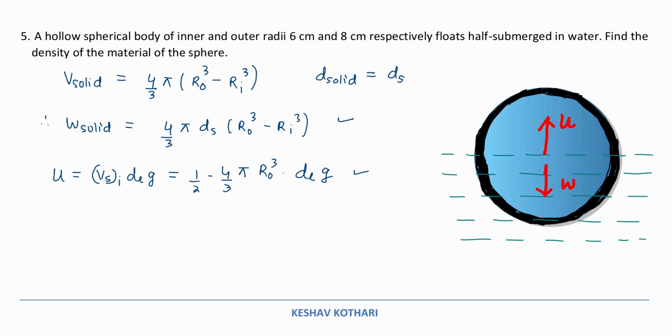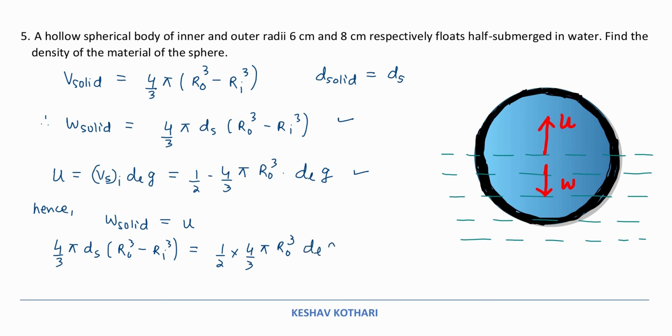So hence, if it is in equilibrium, the weight of the solid is balanced by the upthrust, that is 4/3 π times density of solid times (r₀³ − rᵢ³) is equal to half of 4/3 π r₀³ times density of liquid times g. So over here also there will be a parameter g, since we are writing weight. So we can chop this out, g and 4/3 π, and we are attaining this equation.